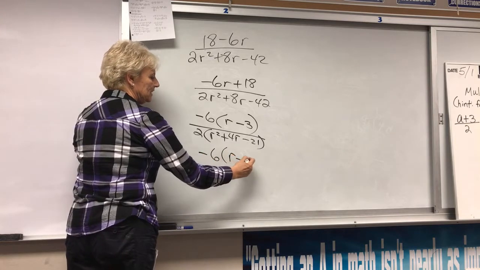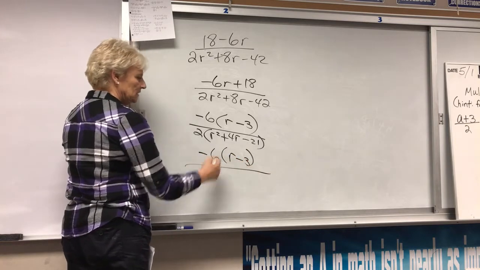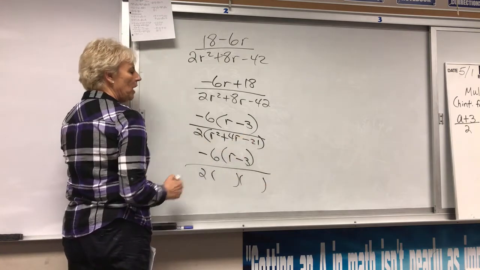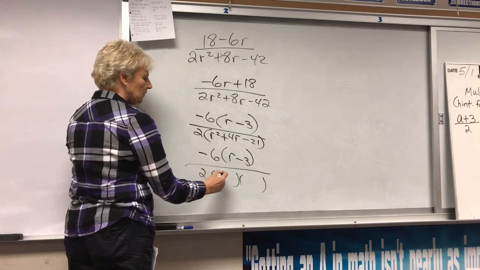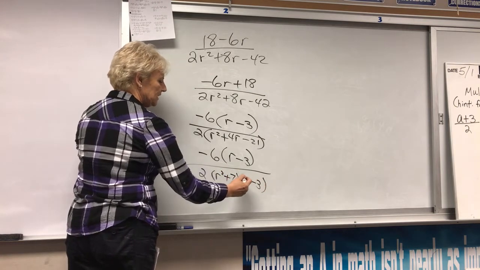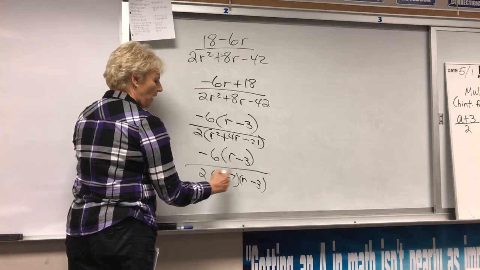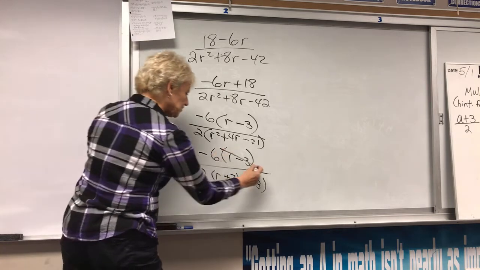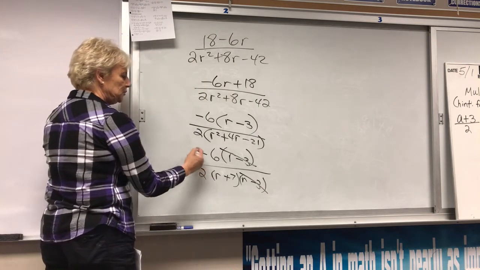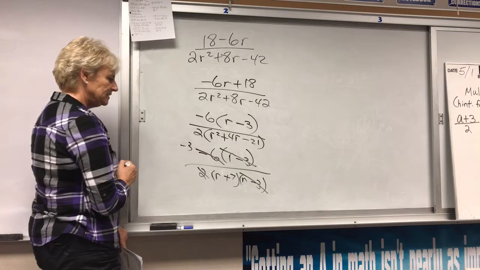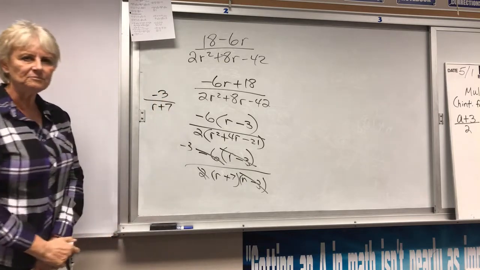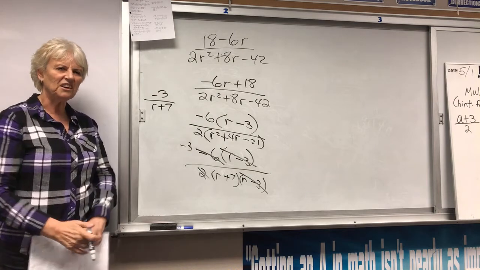Negative 6 times r minus 3 over, you can factor that. Factors of 21 that give you 4: plus 7, minus 3. Now I can cancel my r minus 3 out. Negative 6 over 2 is negative 3. Negative 3 over r plus 7. I love this stuff.